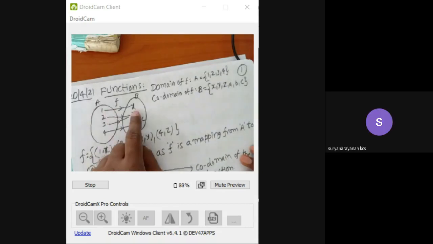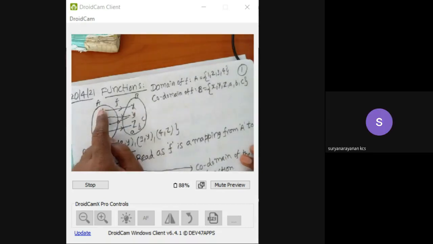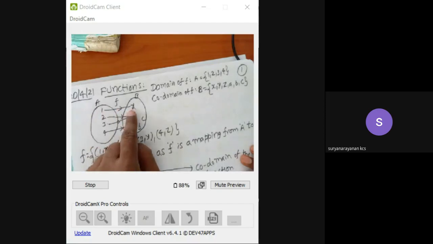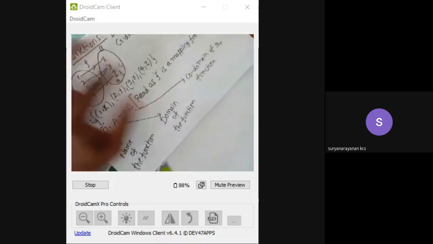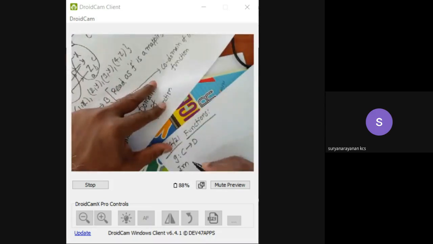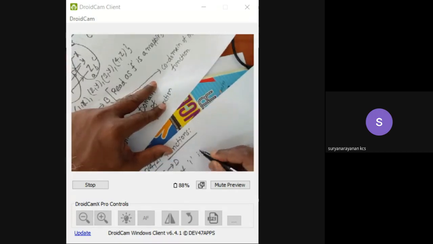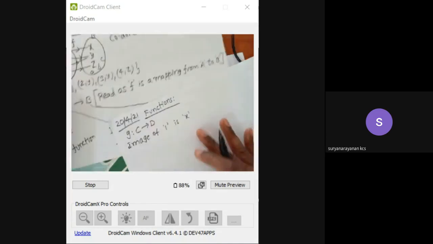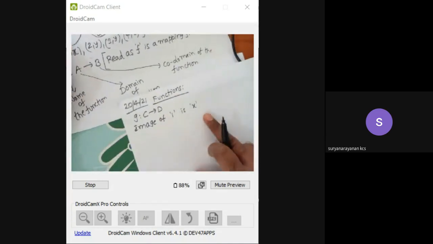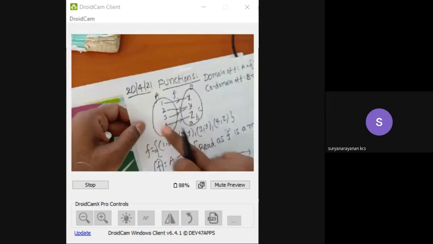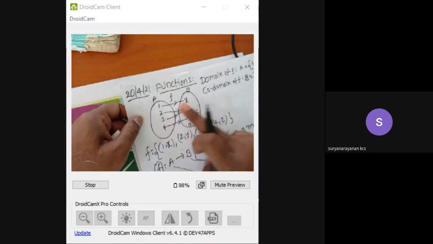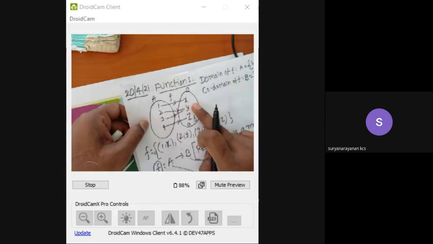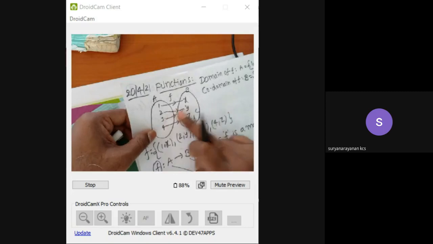So here X is said to be the image of 1. Image of 1 is said to be X. Got this point, my children? Just by observing this arrow diagram, 1 is associated, 1 is related with the element X. So X is said to be the image of 1.